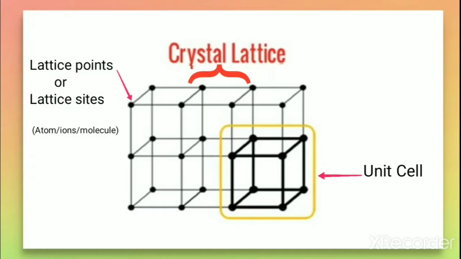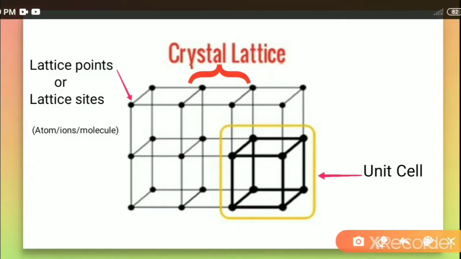As shown in the figure, it is one of the crystal lattices in which there are particular sites, or positions, which are occupied by the particles. The particles may be atoms, ions or molecules. These particular sites which are occupied by the particles are called lattice points or lattice sites.